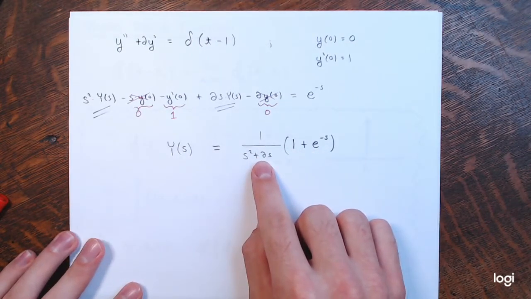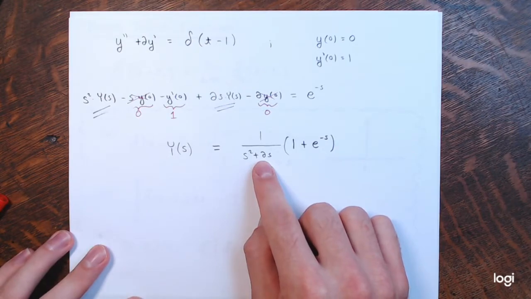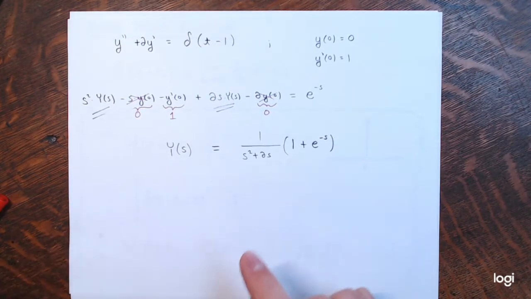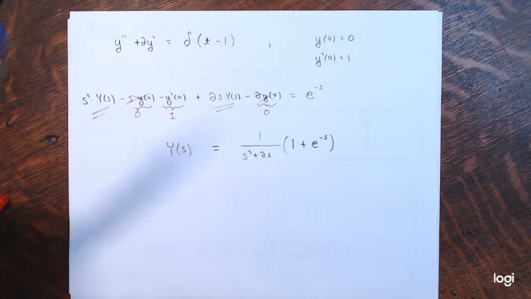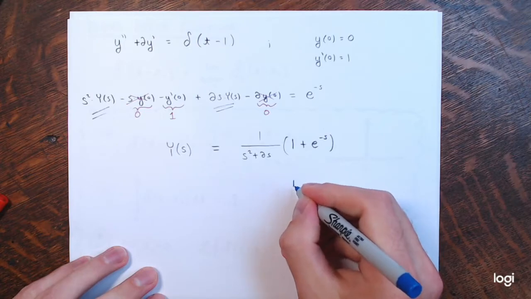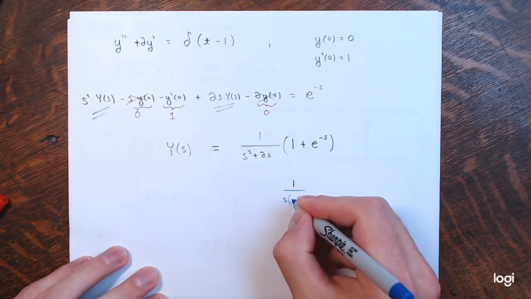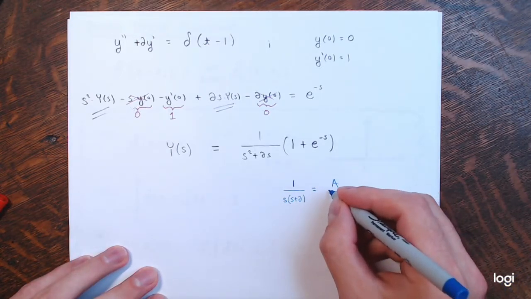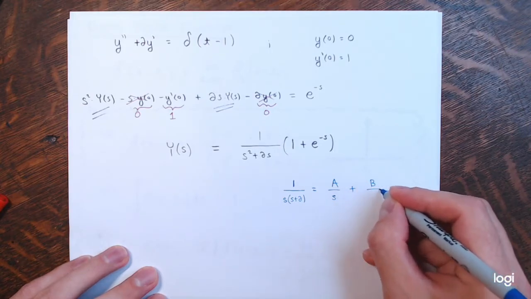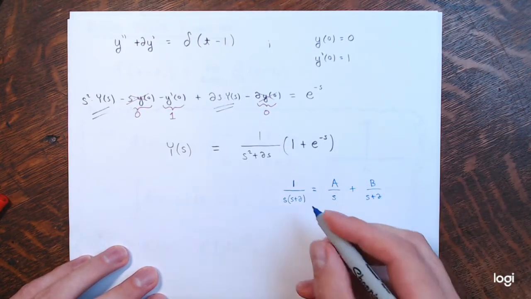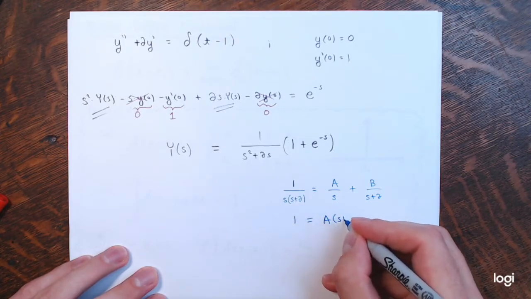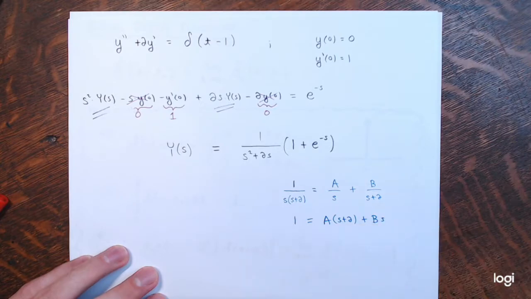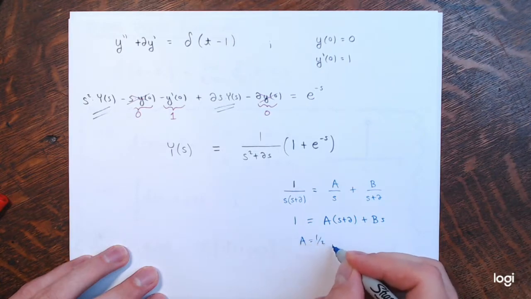So I want to know what function has a Laplace transform of 1 over s squared plus 2s. I'll do this in a different color. I'll take this off to the side here. Now 1 over s squared plus 2s, that's 1 over s times s plus 2. And I can do some partial fraction decomposition here. This is some constant over s plus some constant over s plus 2. Multiply through by the denominators. You get 1 equals A times s plus 2 plus B times s. If s were 0, A would be a half. And if s were negative 2, B is negative half.